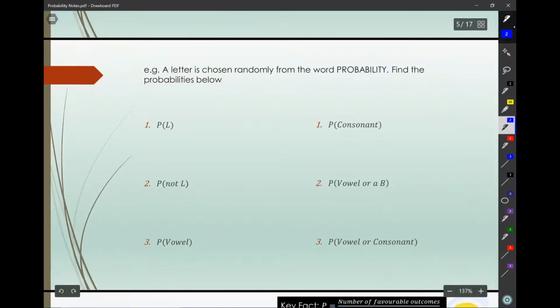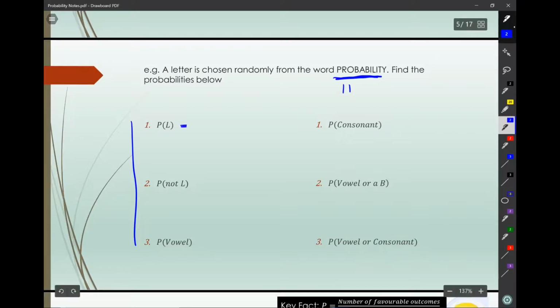Second example here, randomly choosing a letter from the word probability. I'm going to calculate the left column for you, and then I'll get you guys to have a go at the right-hand column for yourself. Now, this is our sample space up here, the letters in the word probability. There are 11 letters in this word, so our total number of possible outcomes is going to be 11.